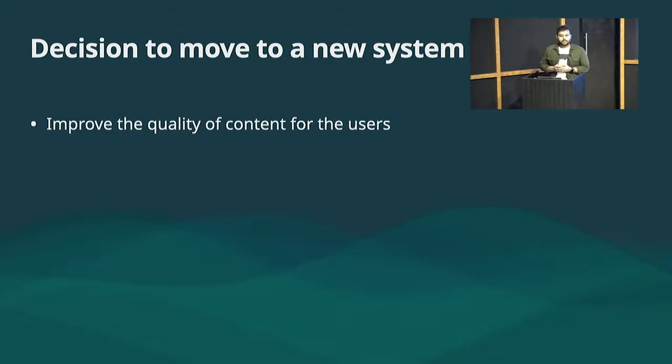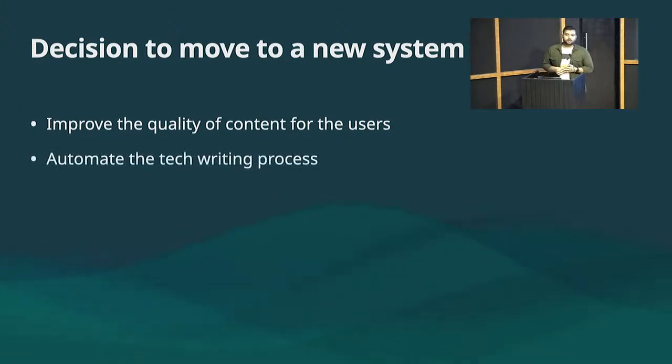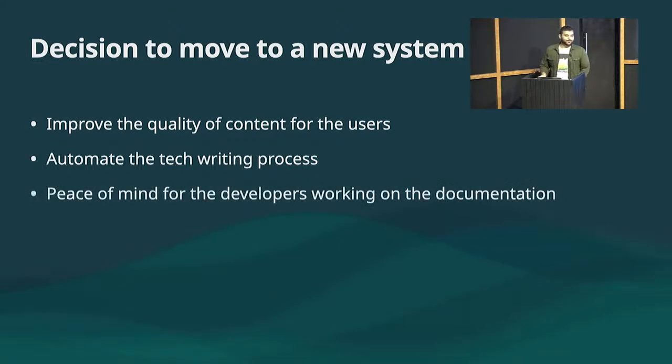We targeted three main aspects with this move. The first and foremost was to improve our users' experience and the quality of content that our documentation can give them. The second was to improve the tech writing or content writing processes, which ties in with the first point: if we can make the processes faster, the content our users get will be much better. And lastly, we wanted to improve our own developer experience. We didn't want to wake up at 1 a.m. to see that some content is broken or wrongly rendered.